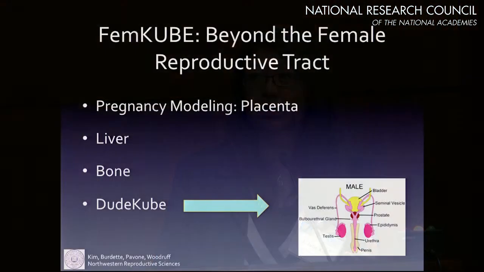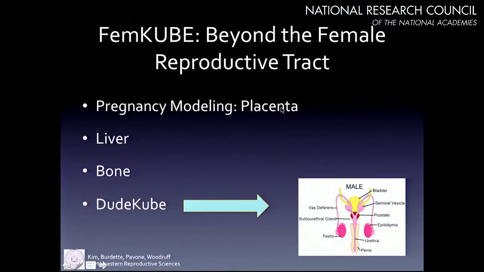And then above and beyond that, eventually we can look at pregnancy modeling by putting in a placenta. We'd definitely like to hook it up to other systems like the liver to study drug metabolism and how ovarian hormones can affect drug metabolism. How does it affect the bone? And then eventually it's going to be very important to include the male reproductive tract as well, what we're going to coin as DudeCUBE.